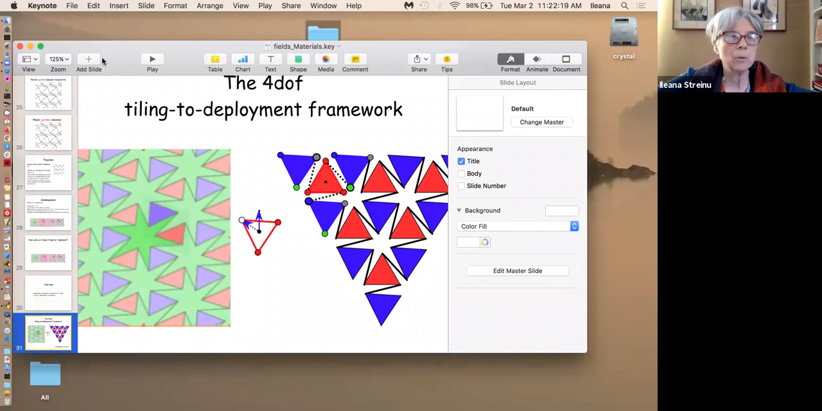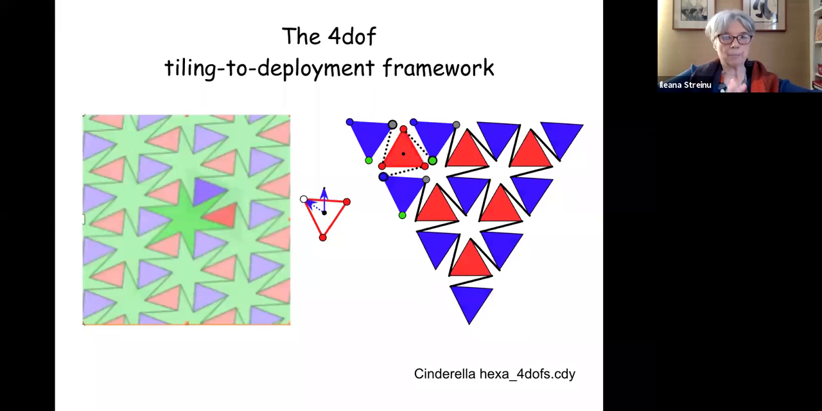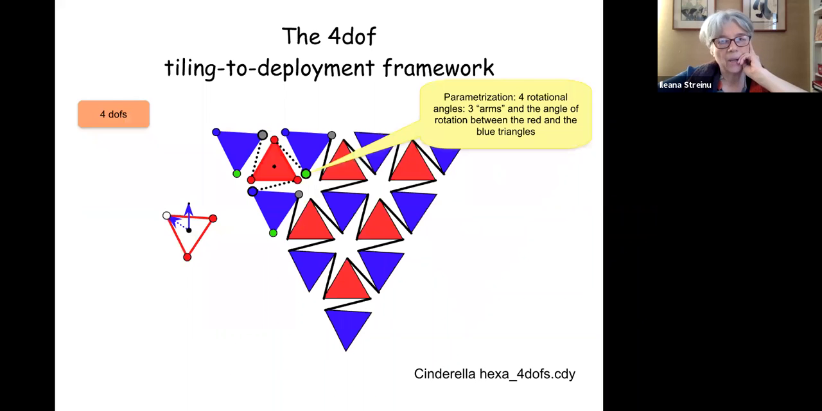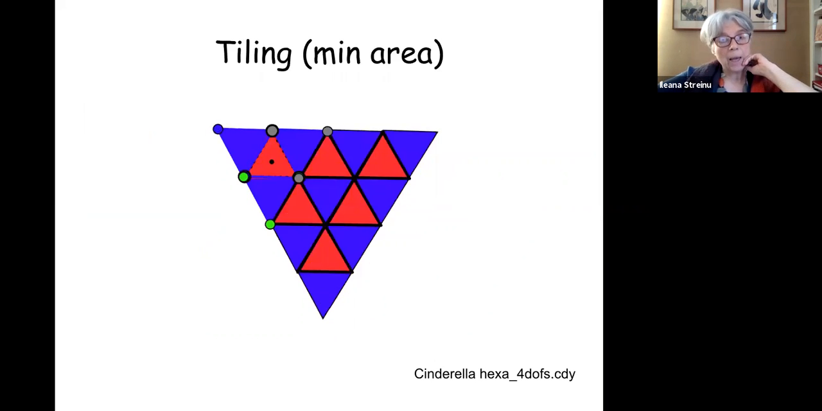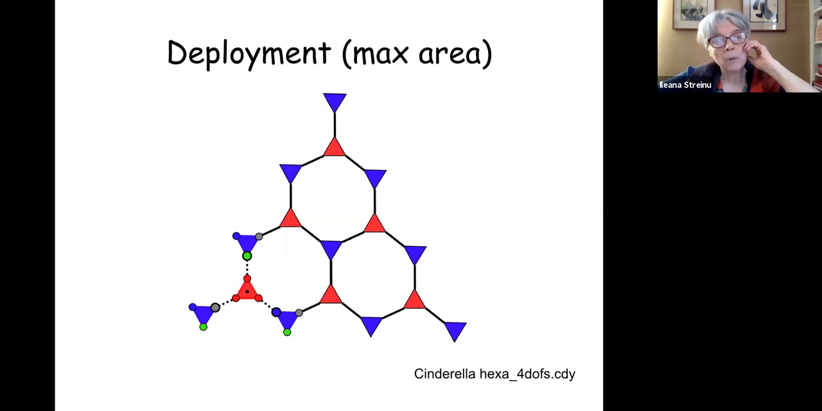Let me go back to the main slides. We work in a 4-dimensional space, with 4 degrees of freedom. That's a summary: we saw the parametrization, the 3 arms, and the rotation between the 2 triangles. That's how we visualize the 4-dimensional space. That's the tiling with the minimum area, and that's the deployment with the maximum area.